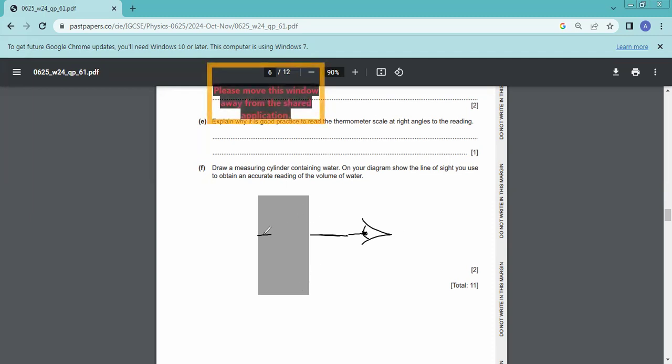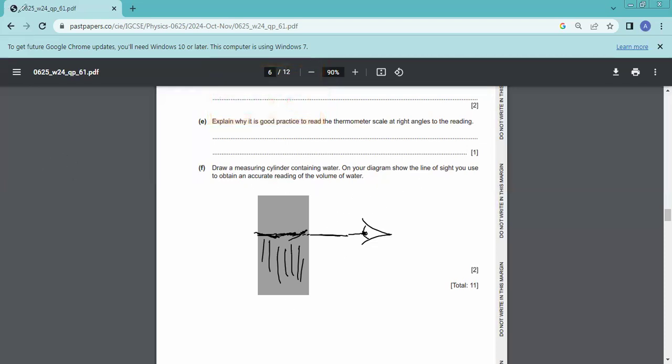Now this is the level of the meniscus. It is the curved surface of the water, and this ensures that an accurate reading of the volume is taken. So this is how we have to take the water level to obtain the accurate reading of the volume of the water. Okay, now moving on to the next question.